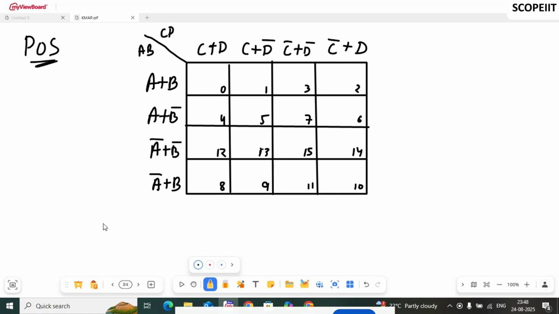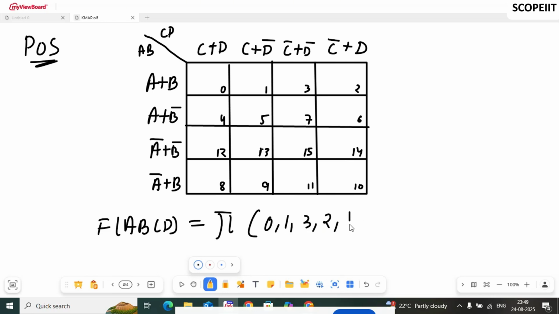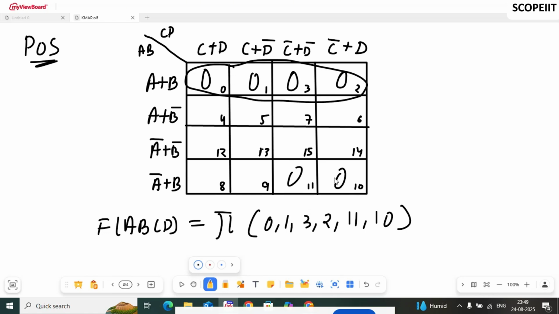Now for example, one question we have function ABCD, and here instead of sigma the symbol will be pi. And the numbers, for example, we have 0, 1, 3, 2, 11, 10. So suppose we have these numbers. Now in POS we will not place 1, we will place 0. So where you have 0, here 0, then here 0, here 0, then here 0. Pairing will be the same as we were doing pairing in SOP, the same way. So here also we'll make this 4 pair, then we'll make this 2 pair.